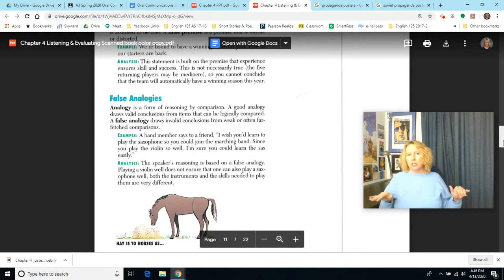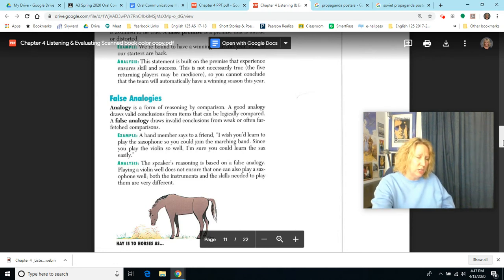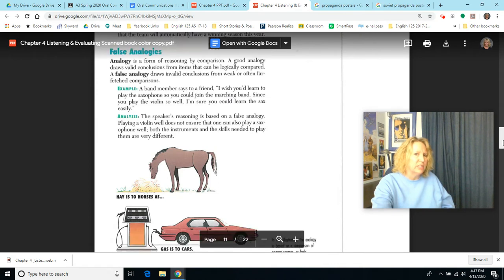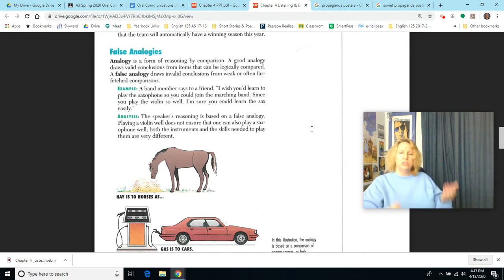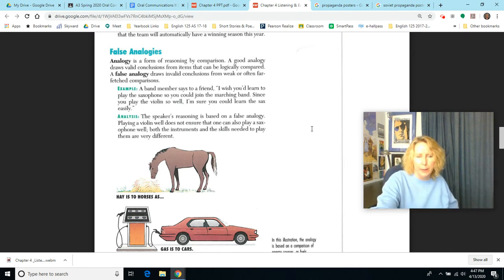But a false analogy is between 2 things that really can't be logically compared, or they're just too weak and far-fetched. So the example here is that a band member, let's say somebody in the RHS band, says to a friend, gee, I wish that you had learned how to play the saxophone so you could join the marching band with us. Since you play the violin so well, I'm sure you could learn the saxophone really easily. But if you analyze and you look further, it says the speaker's reasoning is based on a false analogy. Just because you play the violin well doesn't necessarily ensure that you're going to be able to play the saxophone well, because these instruments are so different and they require different skills.